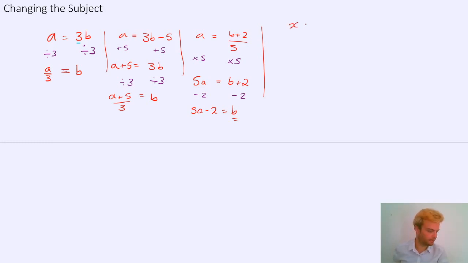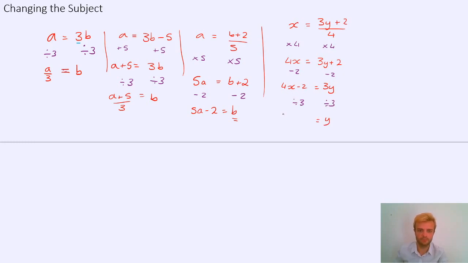So we're next going to do x equals 3y plus 2 divided by 4. And I want to make y the subject. First thing I'm going to have to do is multiply by 4 to get that divide by 4 out from the bottom, leaving me with 4x on the left and 3y plus 2 on the right. Next, I can subtract 2 from both sides to get 4x minus 2 equals just 3y. The minus 2 cancels out the plus 2. And finally, if I divide by 3, I get y by itself, so y is the subject, and 4x minus 2 divided by 3 on the other side.